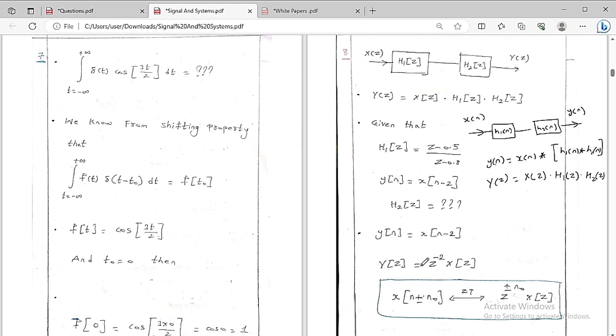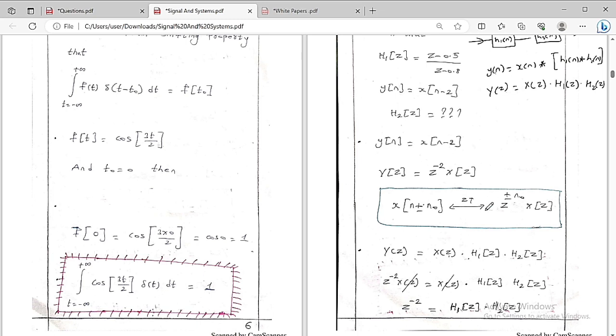So y of z is equal to z to the power of minus 2 into x of z. Now what we are going to do is substitute here. So y of z is z to the power of minus 2 into x of z. Then h1 of z you know, and we try to find the value of h2 of z. Very simple, right? y of z is equal to x of z into h1 of z into h2 of z. So y of z is z to the power of minus 2 into x of z. This is the same x of z, this is h1 of z and this is h2 of z.